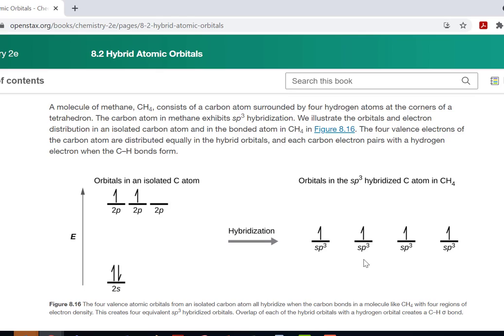So it's a higher energy form, which is why it doesn't exist in neutral atoms, but then you would combine that with, when you form a bond with something else from the hybrid orbital, then you would get a lower energy overall.